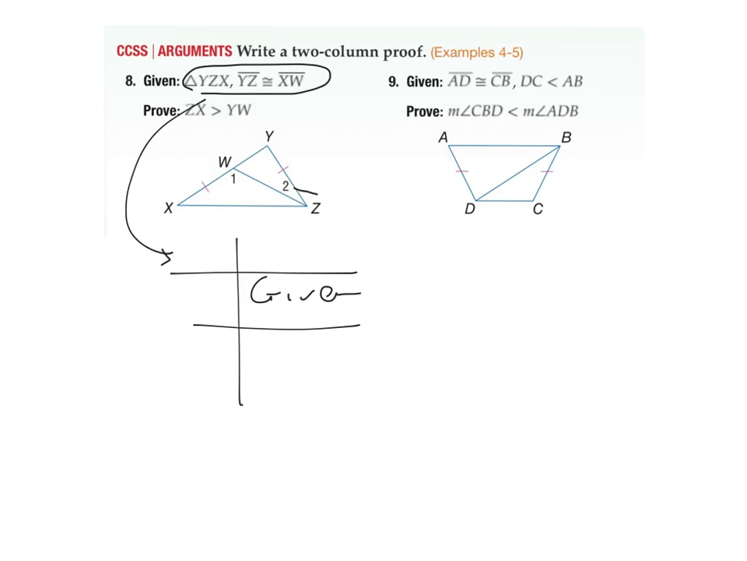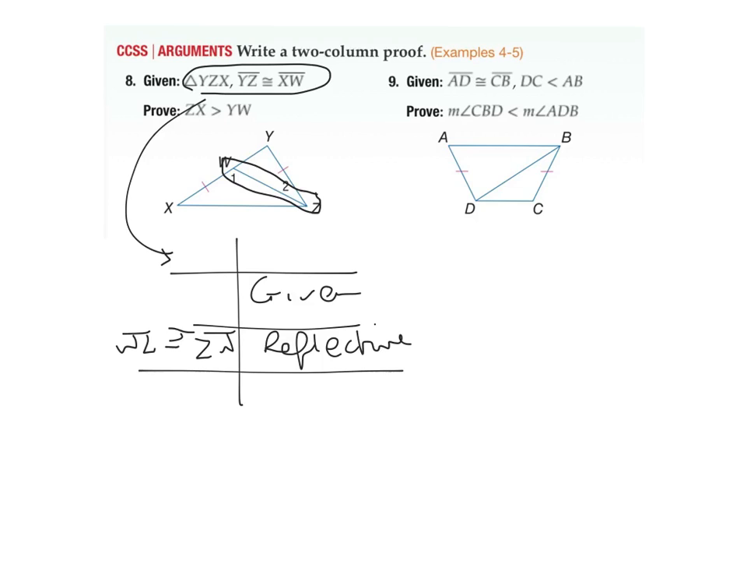The reflexive property: WZ is needed for both of them. So WZ is congruent to ZW because it's being used in both. And there's the reflexive yet again. Get used to seeing that one, it's a must. Okay, what else do we know? Well, according to what we're after, angle 1 is an exterior angle of angles 1 and 2. So we've got the definition of an exterior angle.